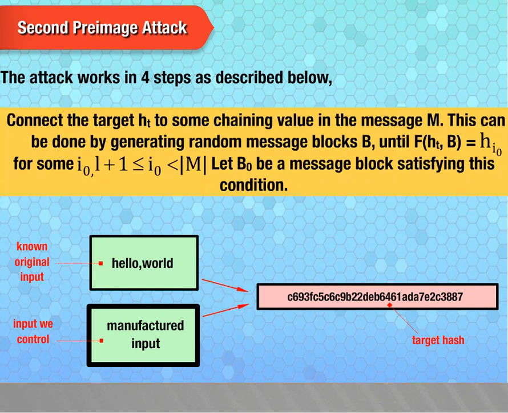Connect the target h_t to some chaining value in the message M. This can be done by generating random message blocks b until f(h_t, b) is equal to h_i0 for some i0, L + 1 ≤ i0 < |M|. Let b0 be a message block satisfying this condition.